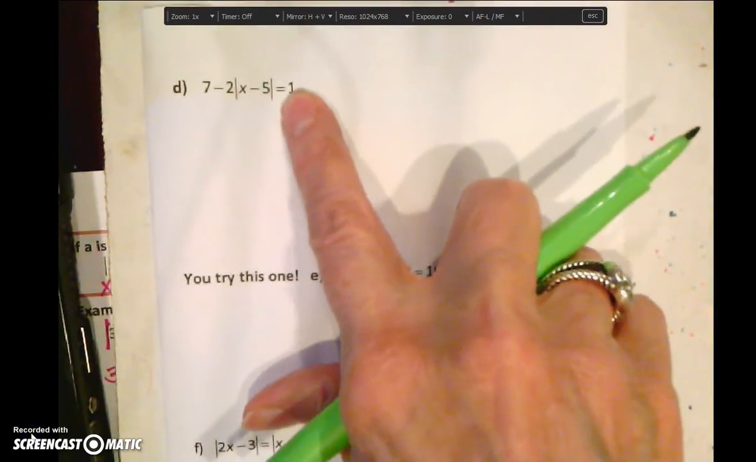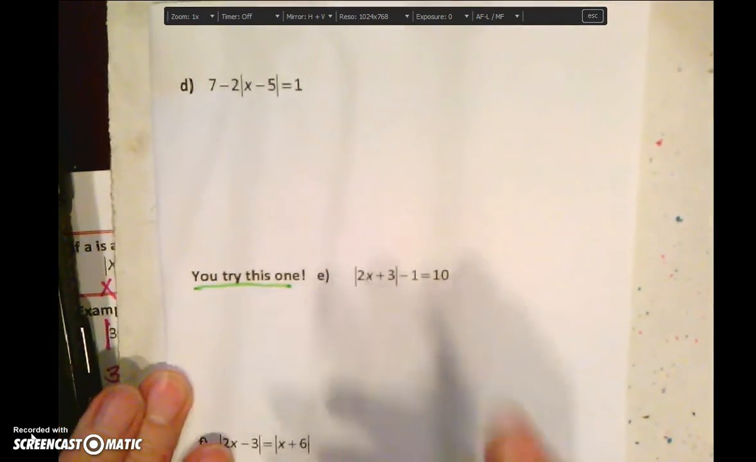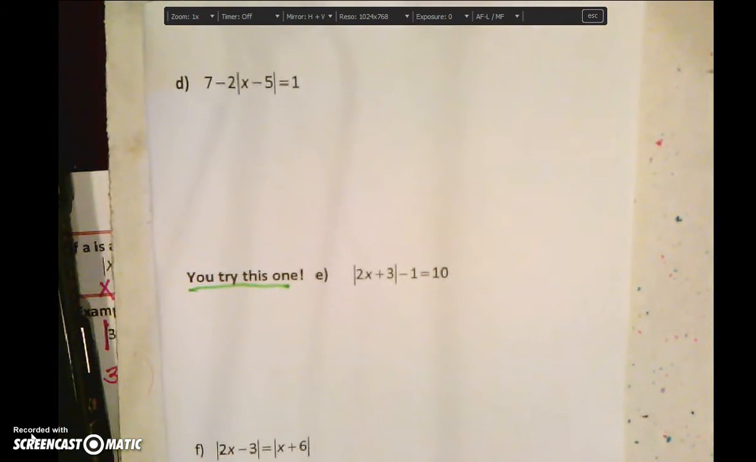We'll save example D for class tomorrow. But now you try this one, stop the video and try it, and then we'll move on to the next one, which is a little bit different.